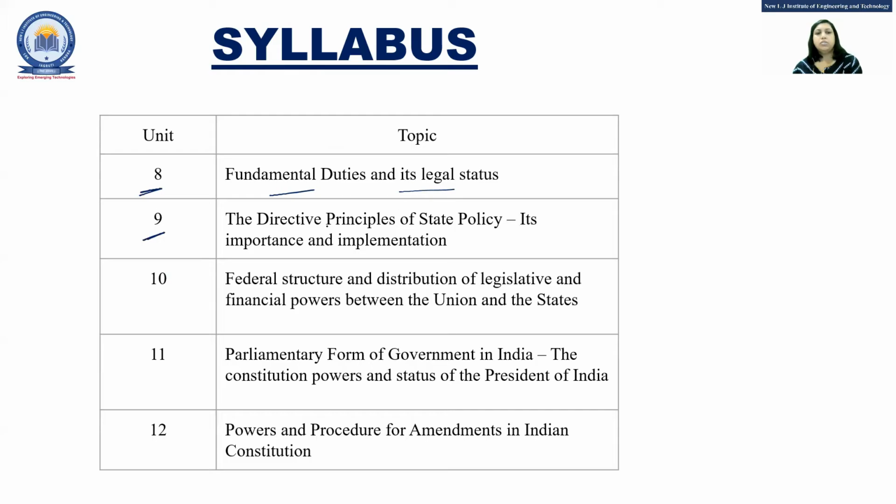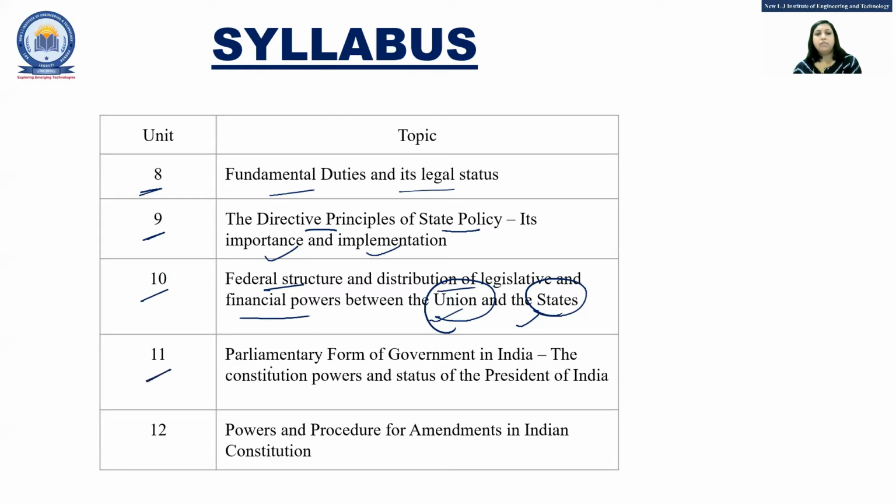In Unit 9, it's all about the directive principles of state policy, what their importance is, and their implementation, which will be covered here. In Unit 10, it's all about the federal structure and distribution of legislative as well as financial powers, which are separated between the union and the state, because in India the government is divided into categories. A hierarchy is there: union, state, as well as local governments. So that power separation will be covered in Unit 10.